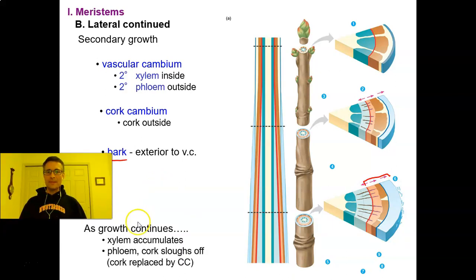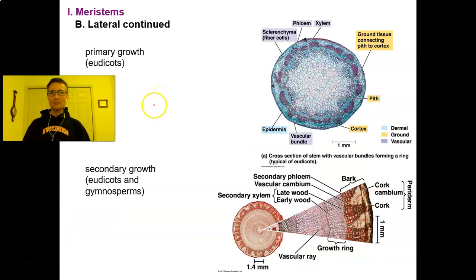Just as a reminder, as secondary growth continues, xylem accumulates on the inside, phloem accumulates on the outside, although it's getting crunched, and eventually excess phloem and cork is going to be sloughed off, and the lost cork is going to be replaced by the cork cambium. At this point, I hope you'll be able to recognize our cross-sections of primary growth and our cross-section of secondary growth that you saw in lab.